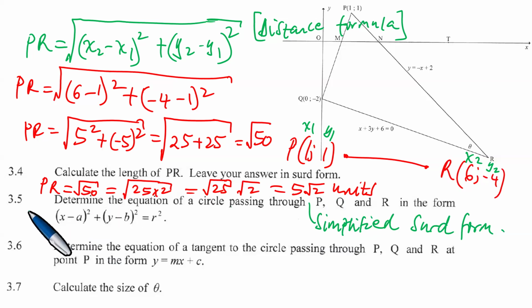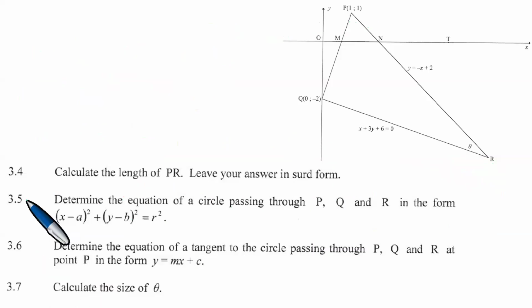Right, let's look at 3.5. Determine the equation of a circle passing through P, Q, and R in the form given. Let's look at 3.5 together. We want to determine the equation of a circle passing through P, Q, and R. What do we do here? This circle passes through the point P, which is up there with the coordinates 1 and 1.